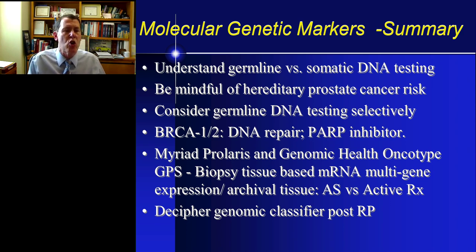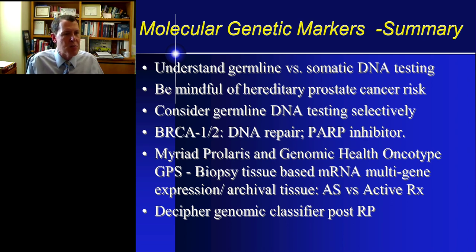We should consider germline DNA testing selectively, again, based on the family history, based on a hunch that the patient may have hereditary cancer syndrome. We talked about BRCA1 and BRCA2 being the classic autosomal dominant DNA repair genes, and that PARP inhibitors are clinically useful as therapeutics in patients with various cancers who harbor BRCA1 and BRCA2 mutations.